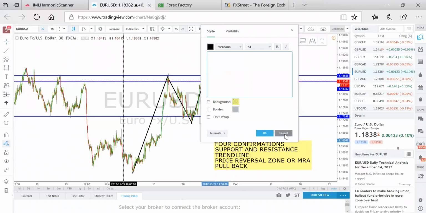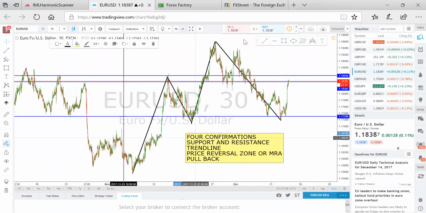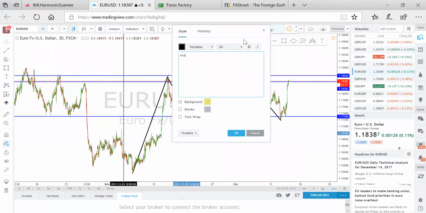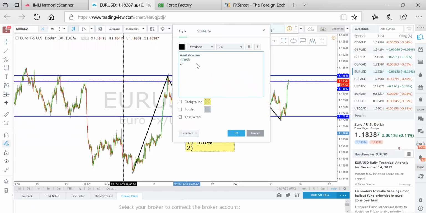I can copy this plenty times. Right. So for head and shoulders, first thing you're looking for is a 100% move down. The second thing you're looking for is this level, which we call the left shoulder. This is the left shoulder or the previous high. So you're looking for that left shoulder.